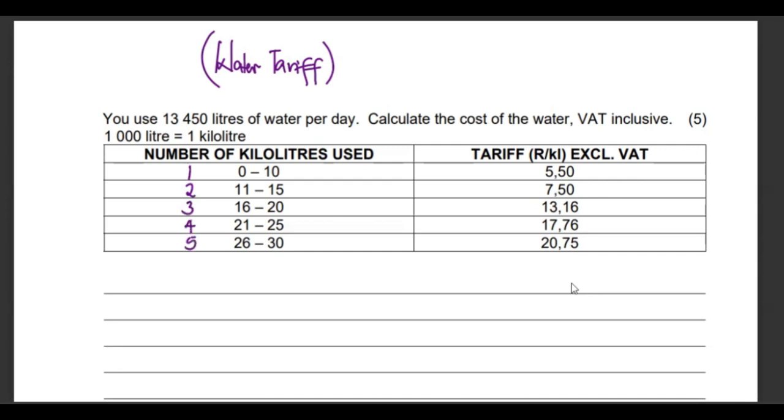Each bracket has a maximum number of kiloliters that it will take. For example, bracket number 1 will take up to 10 kiloliters, because it's from 0 to 10. Then how many kiloliters shall we have in bracket number 2? Bracket number 2 will have a maximum of 5. How do we get the 5? We took 15 minus 10.